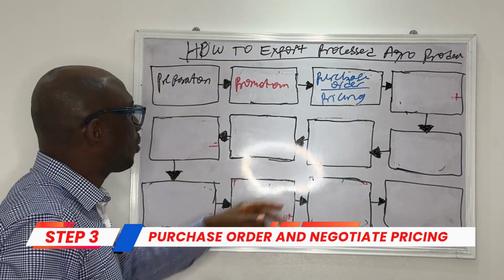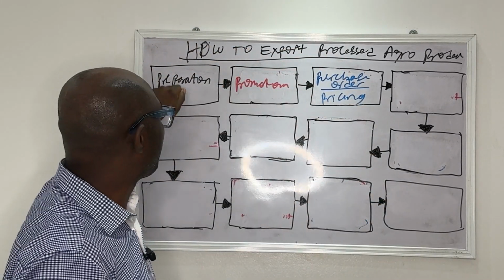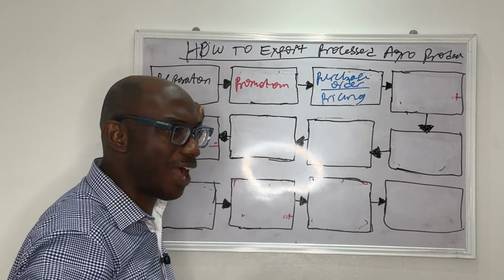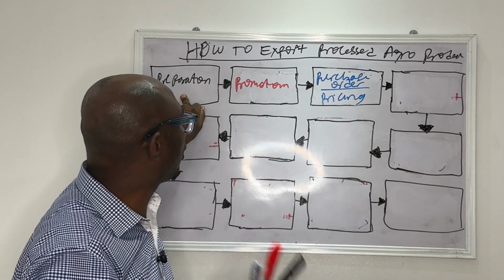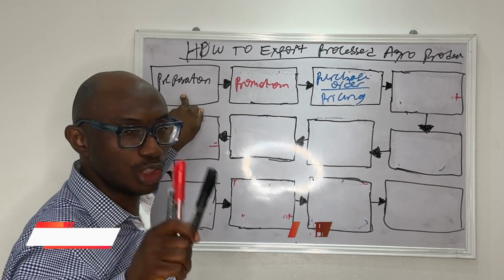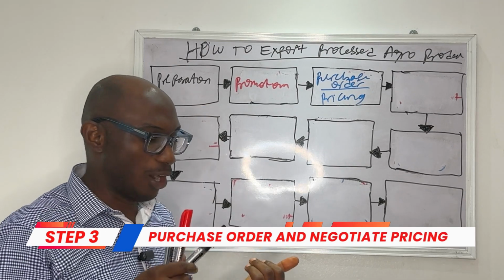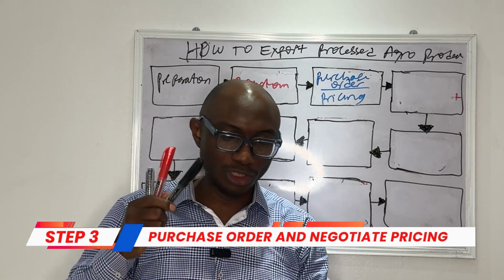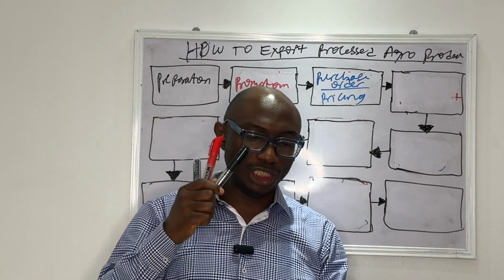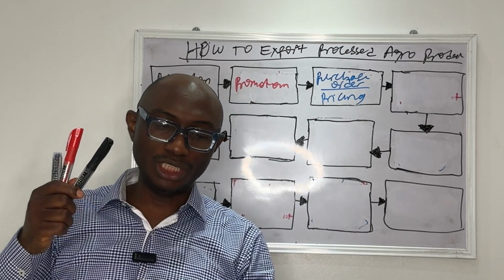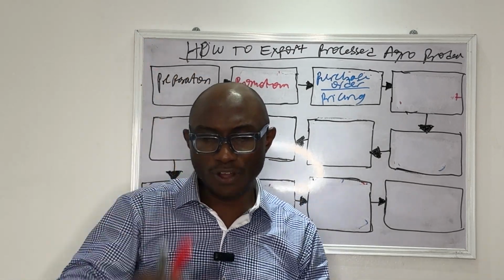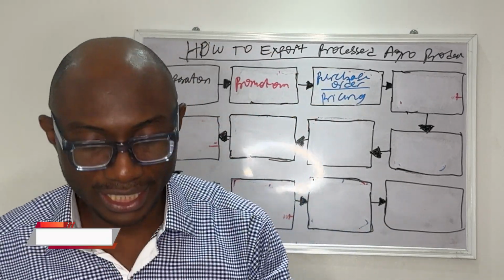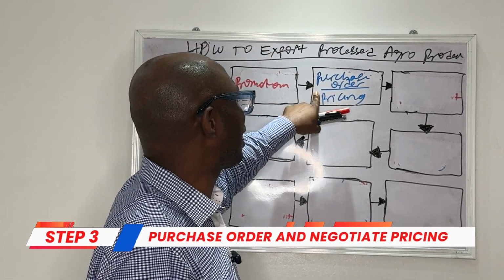Now, how do I even arrive at my pricing? At the point of preparation, I already know all the cost elements required for me to ship a container load of roasted cashew nuts to the US market. I have an idea of my product cost. I know the freight cost. I know the documentation cost. I know the terminal handling charge. I know the declaration fee. I know all the fees involved for me to be able to export this product. If I do not know those fees, I will not be able to negotiate pricing.